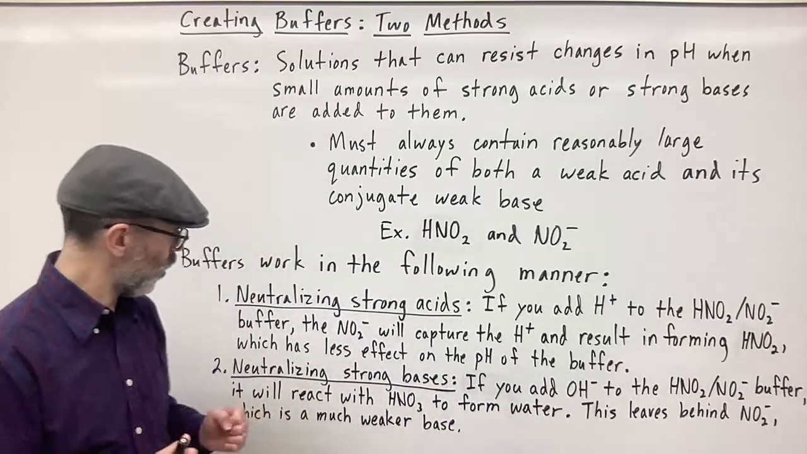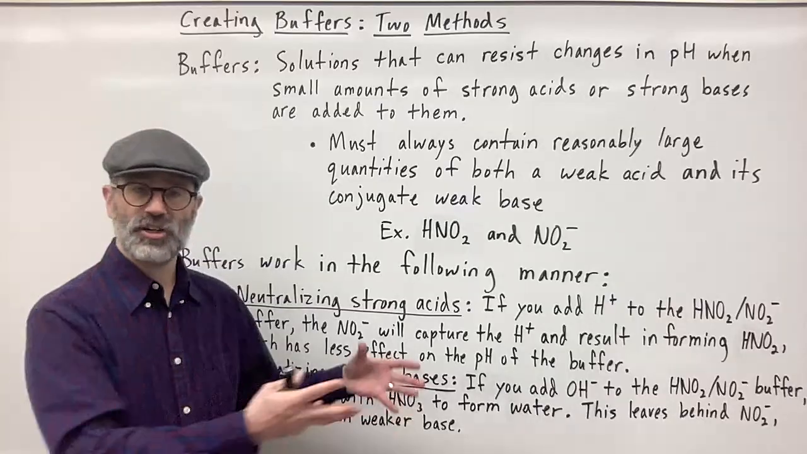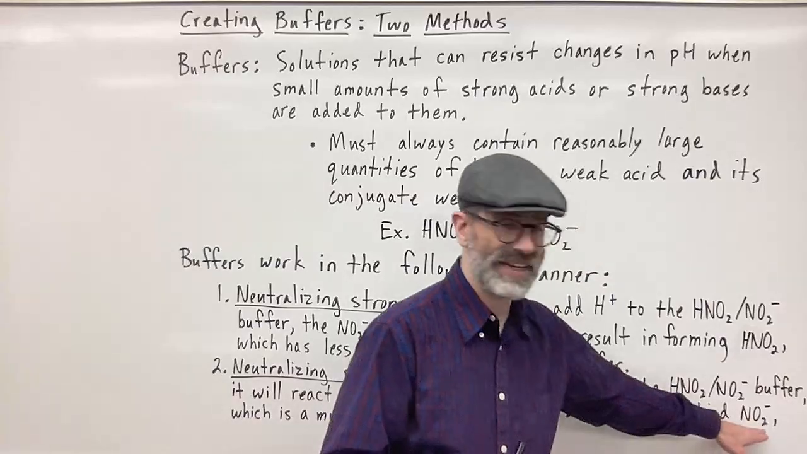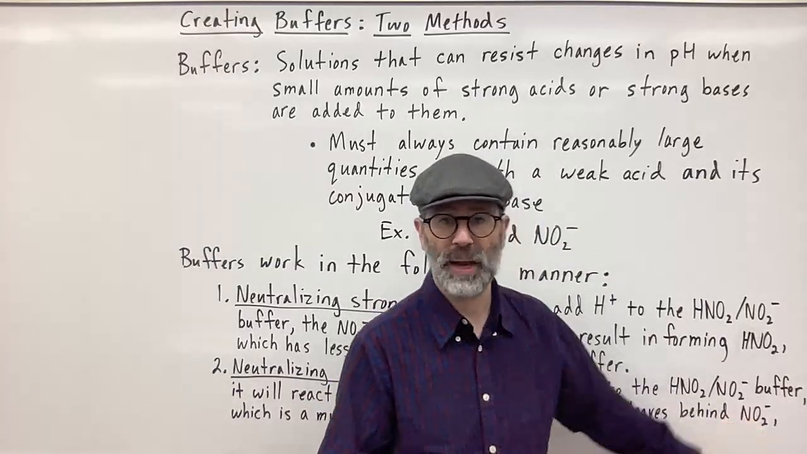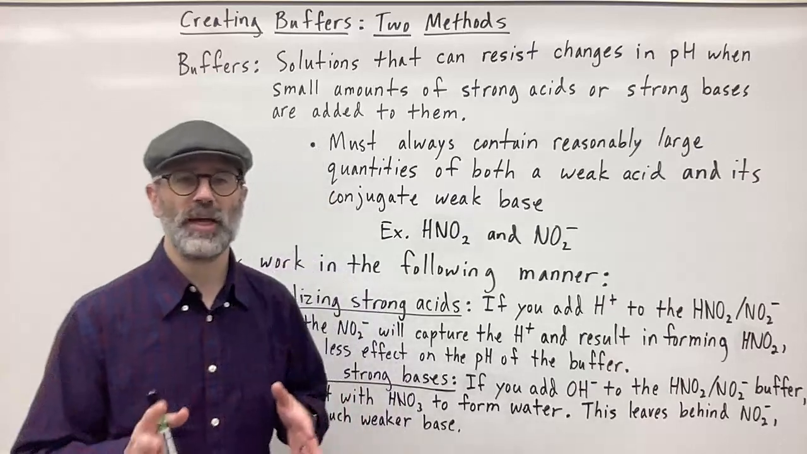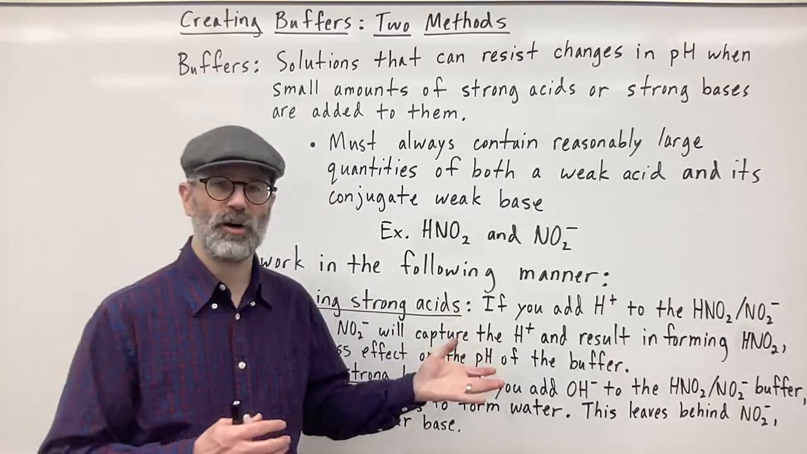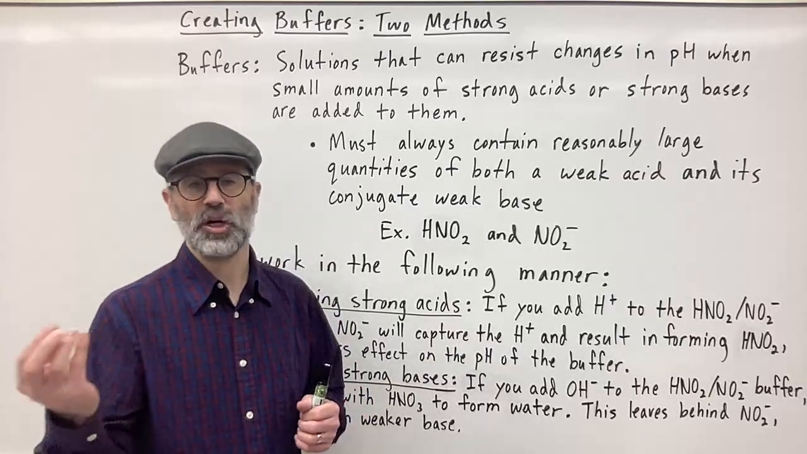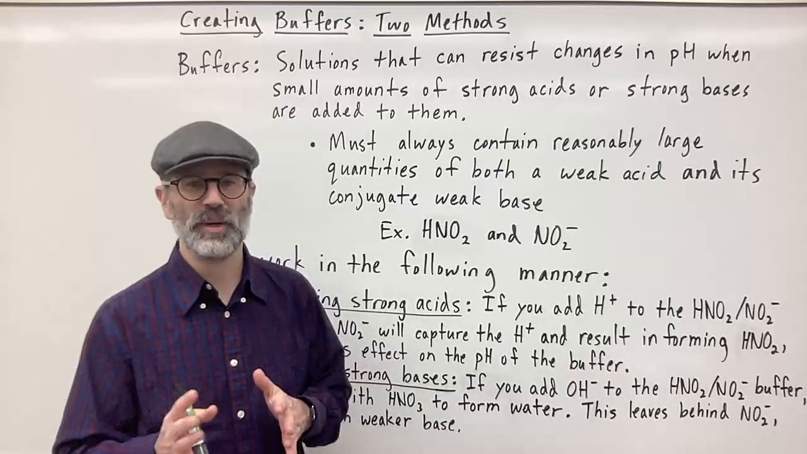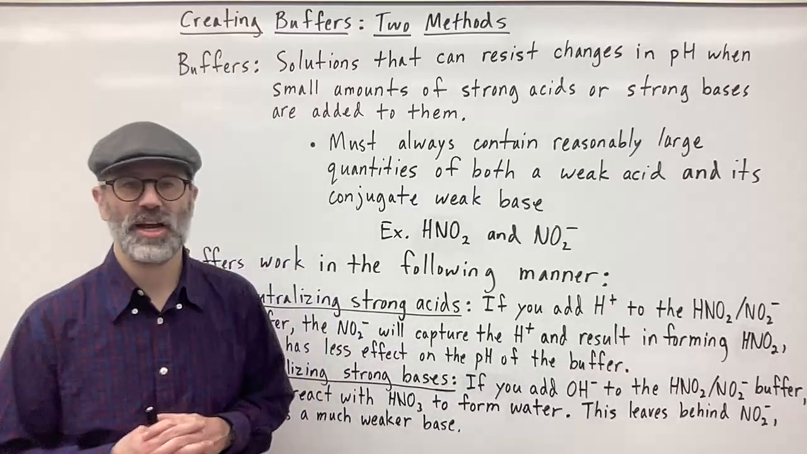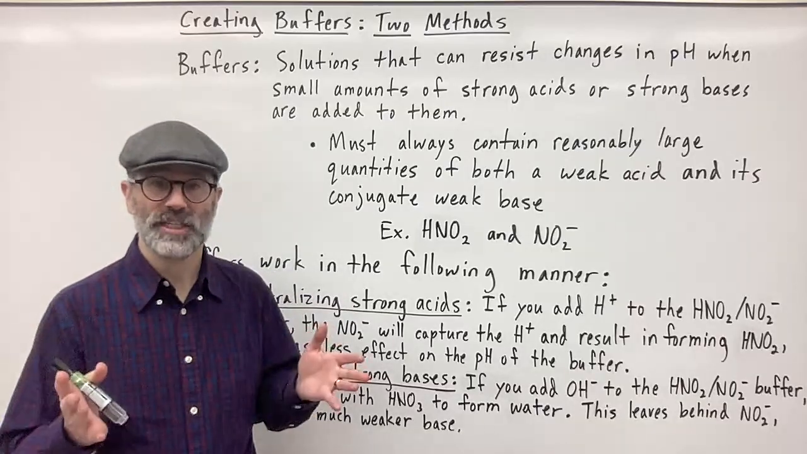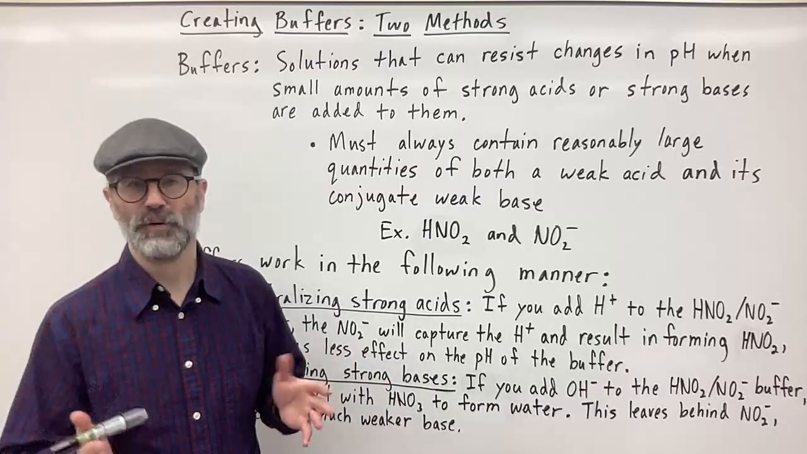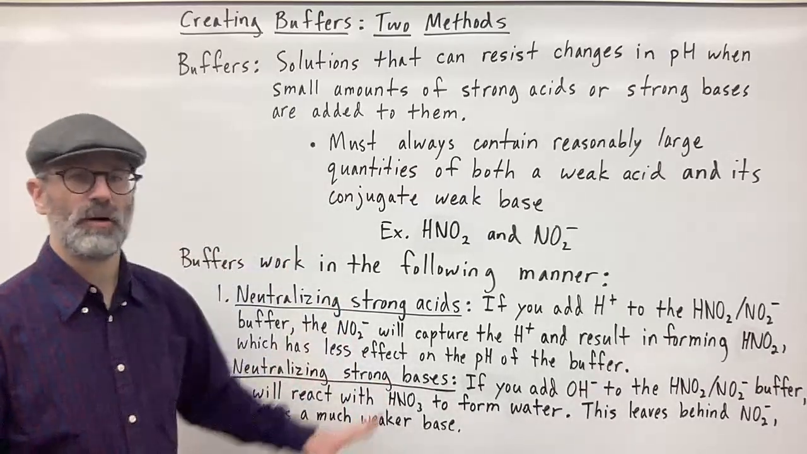So you're taking the OH minus concentration and it's becoming water, and you're also left behind with the nitrite ion, which is a weaker base. So in effect, you're kind of replacing the strong base with water and a weaker base. And again, because you're creating a weaker base, the pH is going to shift a little bit, but not nearly as much as you would expect if you threw the same strong base into water or a non-buffer. Okay, so that's basically how buffers work.